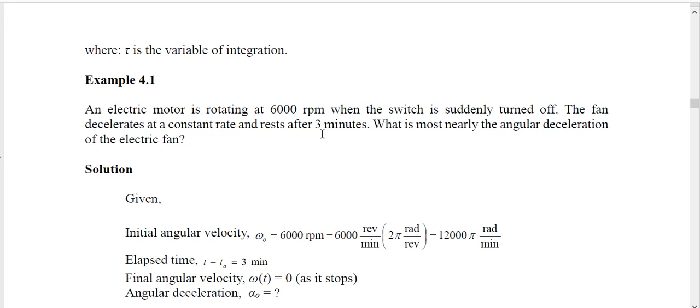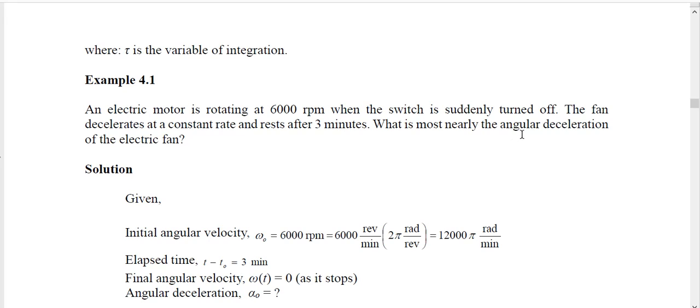One revolution means one complete turn around an axis, and that means for every revolution it rotates 2 pi radian or 360 degree. Okay, when the switch is suddenly turned off, the fan decelerates at a constant rate and rests after 3 minutes. That means it was rotating at this speed, and then we turn off the switch and then it stopped in 3 minutes. What is the angular deceleration?